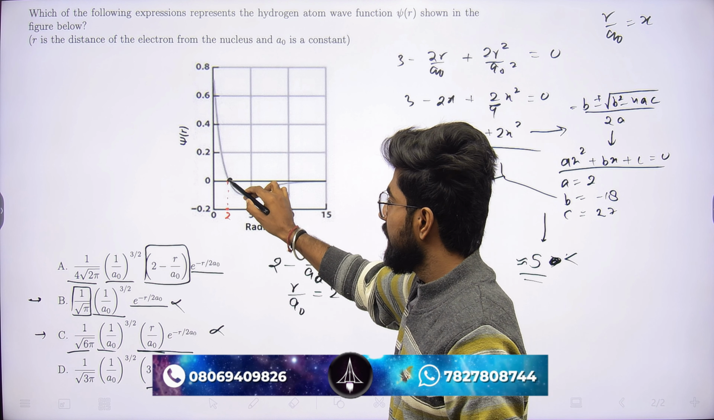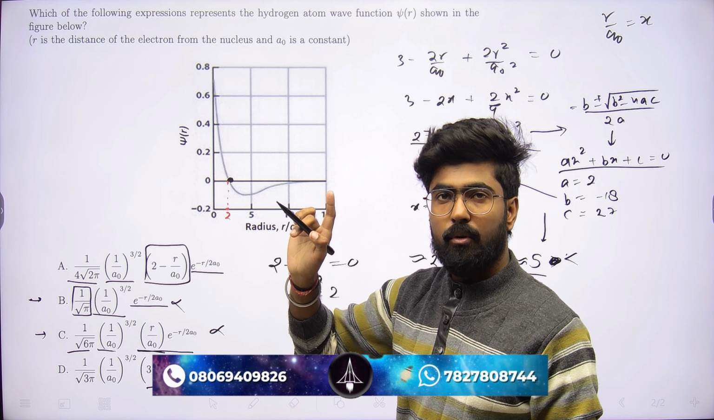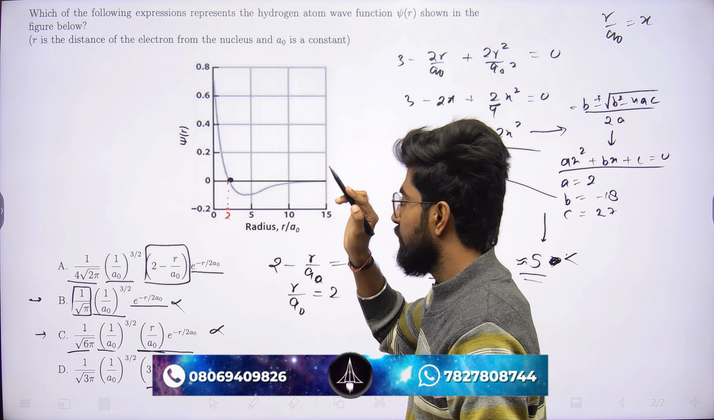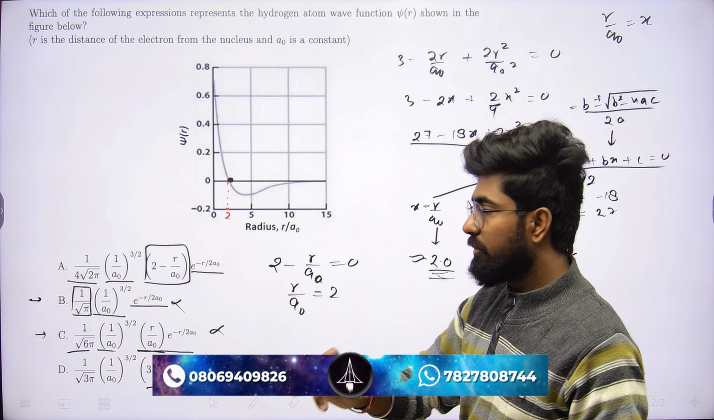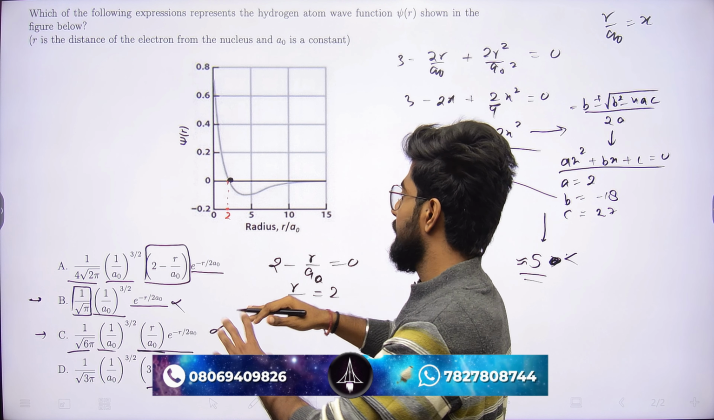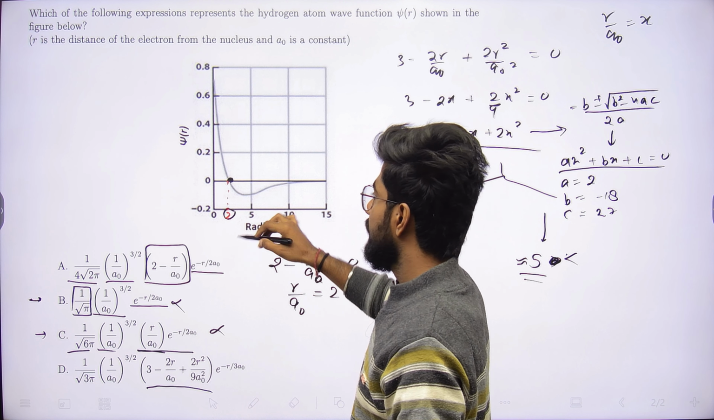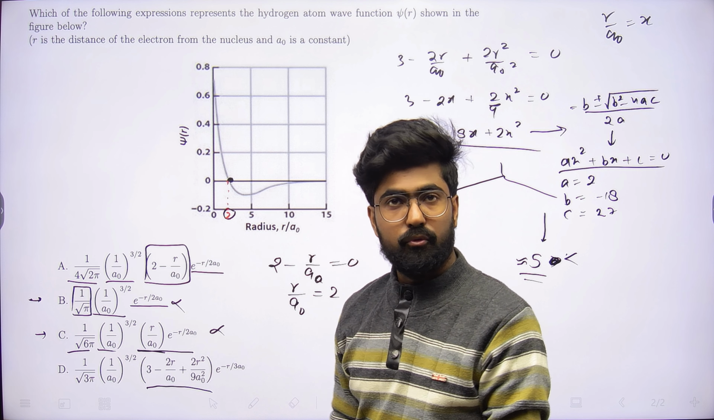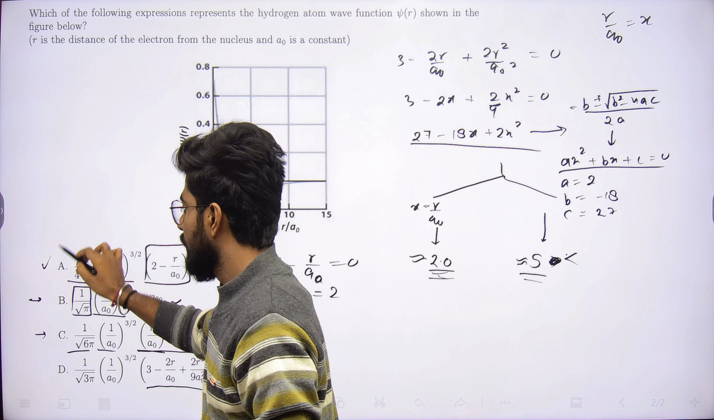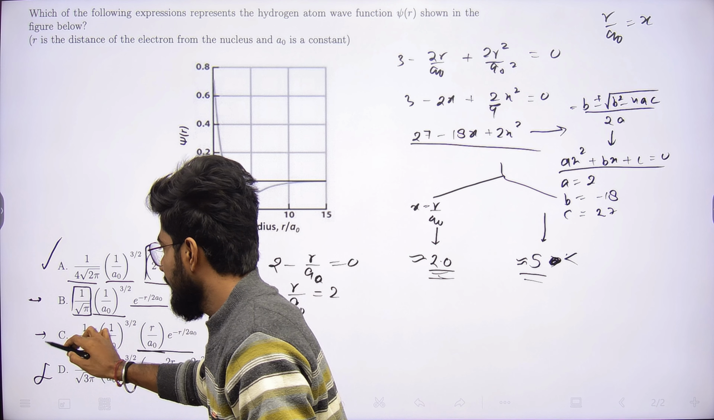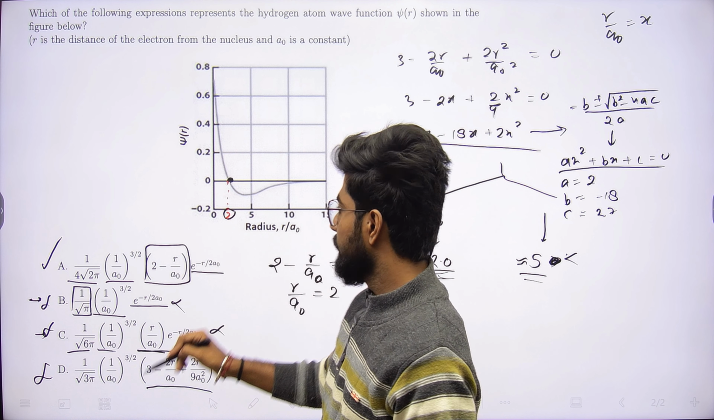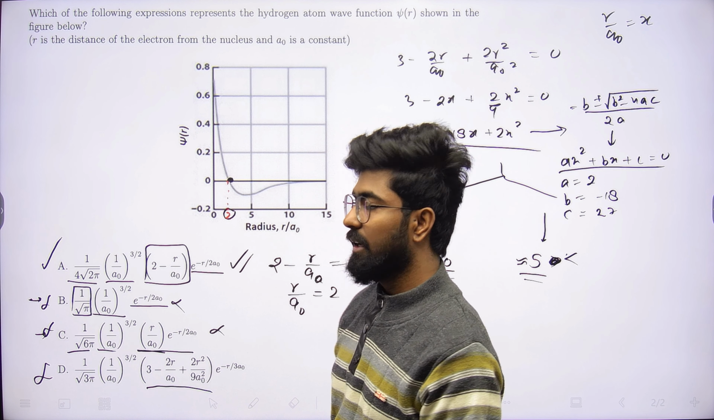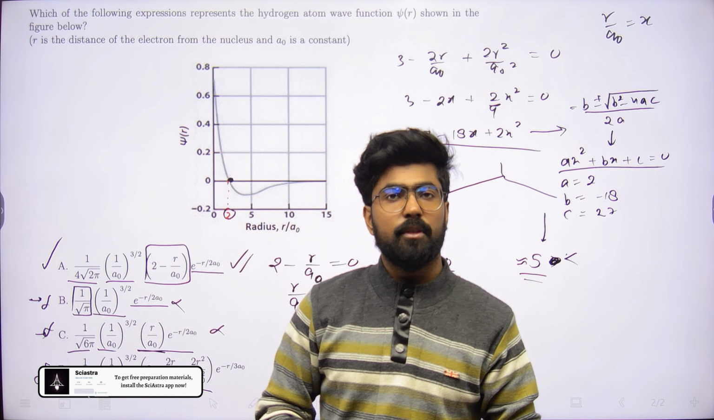The actual graph is giving you only one radial node, meaning only one solution that gives r by a naught equal to 2 and consequently psi r equals 0, and that is option A, not option D. So options D, C, B are incorrect, and the only correct option is option A. So this is how we solve these types of questions.